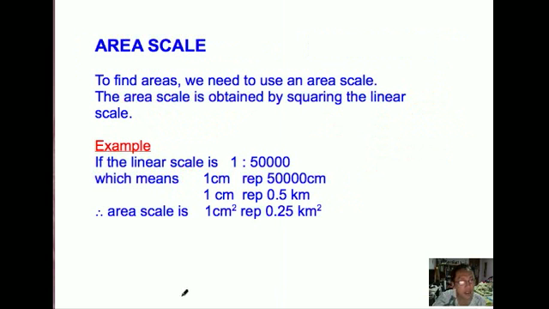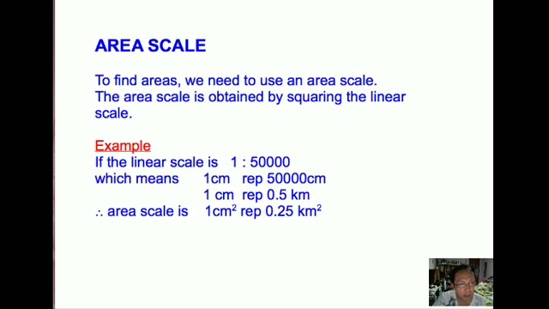Next, we take a look at the area scale. To find areas, we need to use an area scale. The area scale is obtained by squaring the linear scale. If the linear scale is 1 is to 50,000, which means 1 cm representing 50,000 cm, we write it in the units: 1 cm represents 0.5 km. And squaring this, we will have 1 cm square representing 0.25 km square, which is the area scale.